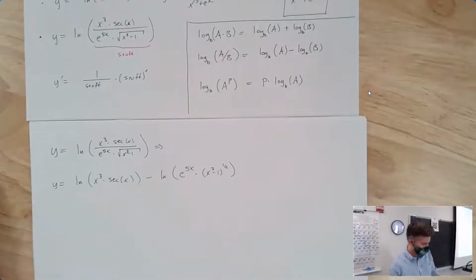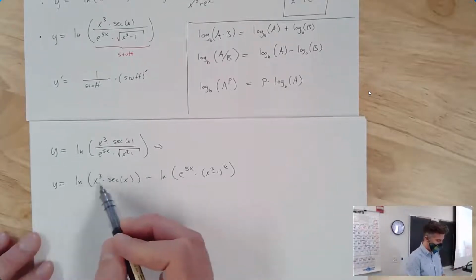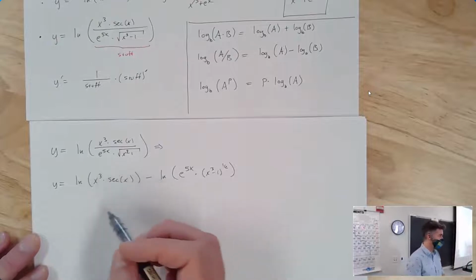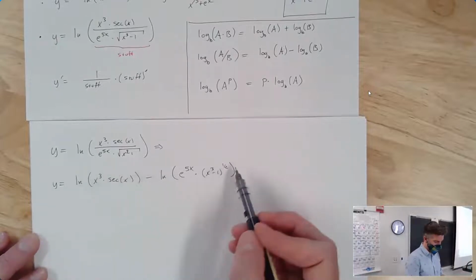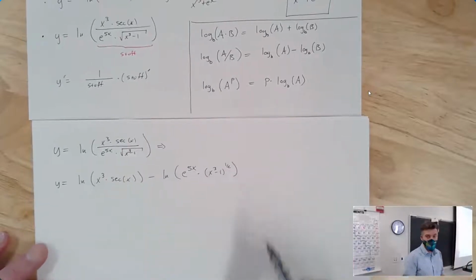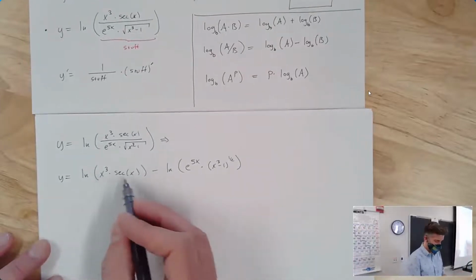Couple things to observe at this point. I can't bring any powers down yet, because to be able to bring the power 3 down in front, it has to be the power on the entire argument of the logarithm. Same deal here. I can't bring that 1/2 down yet. So what I'm going to do, I'm going to use the product rule for logs.